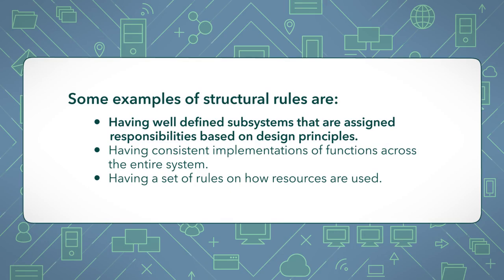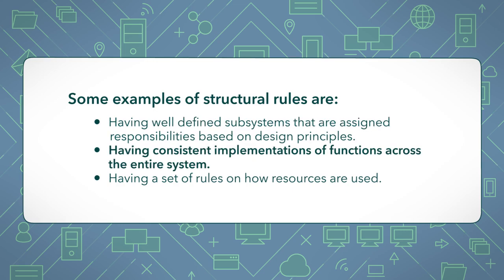You should be practicing design principles such as separation of concerns or information hiding when designing the subsystems of your system architecture. Having consistent implementations of functions across the entire system. If two or more subsystems need to achieve the same task, then the implementation of how to do the task should be reused throughout the entire system.